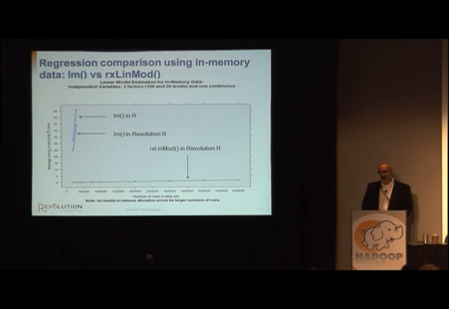Now in Revolution R, using the same built-in LM function, but now running in the performance-enhanced Revolution R, which uses the Intel MKL libraries, you can see that there's a performance boost going from that blue line to the red line.